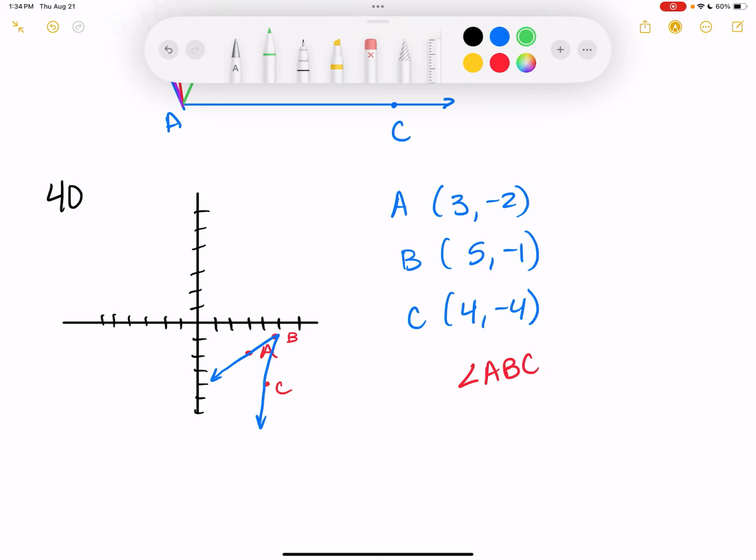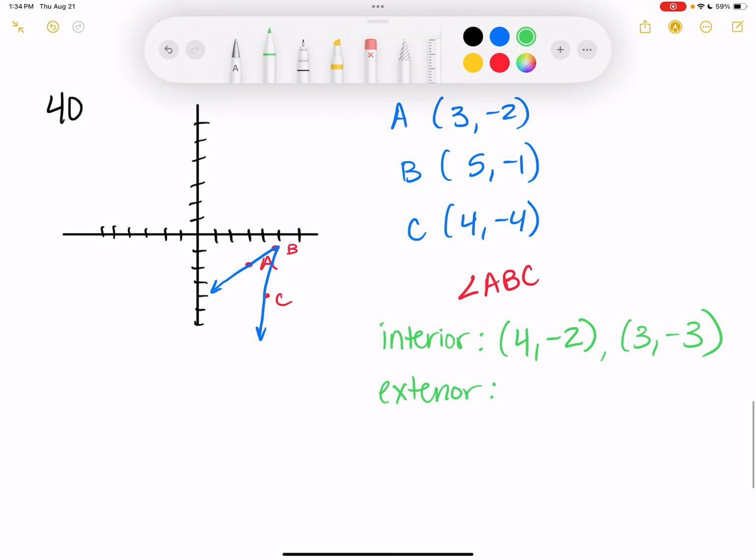(4, -2). (4, -2). Yep. (3, -3). Yep, (3, -3) would work. There obviously are going to be a lot. What about an exterior point? So one that's outside of it. (-5, 3), (6, 4), (-5, 1)... Yep. So obviously lots of them can meet that criteria there.